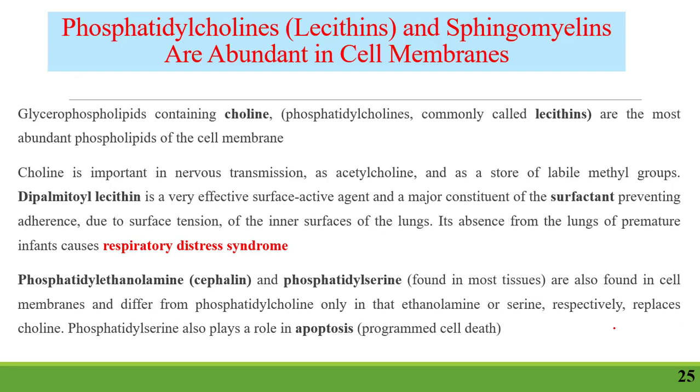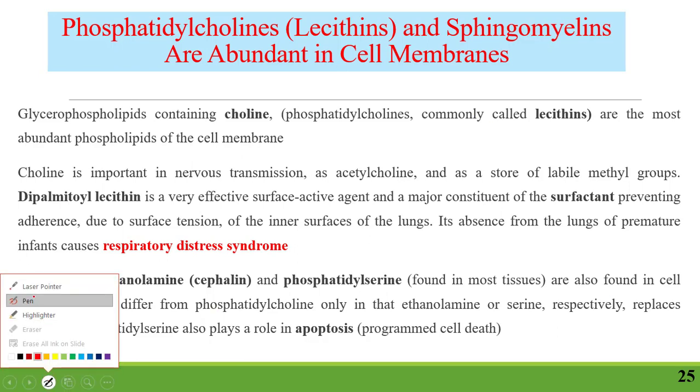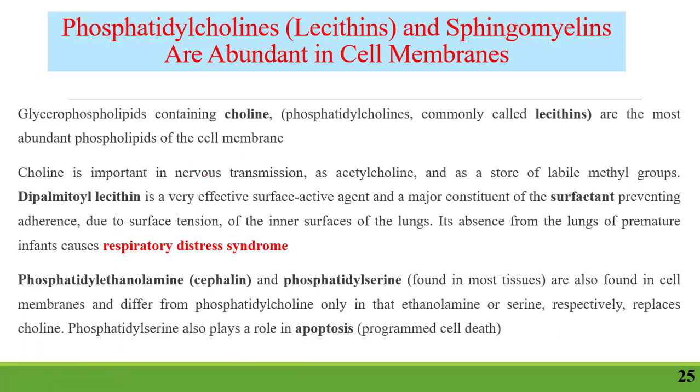Phosphatidylcholine or lecithin and sphingomyelin are abundant in cell membrane. Phosphatidylcholine, commonly called lecithin, is the most abundant phospholipid of the cell membrane and represents a large proportion of the body store of choline. Choline is important in nervous transmission in the form of acetylcholine and as a store of methyl groups.